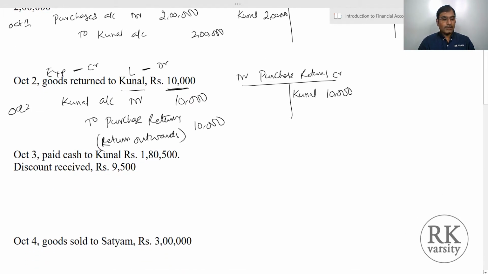Now on October 3rd, paid cash to Kunal, that is rupees 1,80,500, and discount received is 9,500. So your cash is an asset. Kunal is a liability, and discount received is an income because you are receiving a discount. So you can say income, or we can say revenue. So cash is a decrease, liability decrease, and revenue increase.